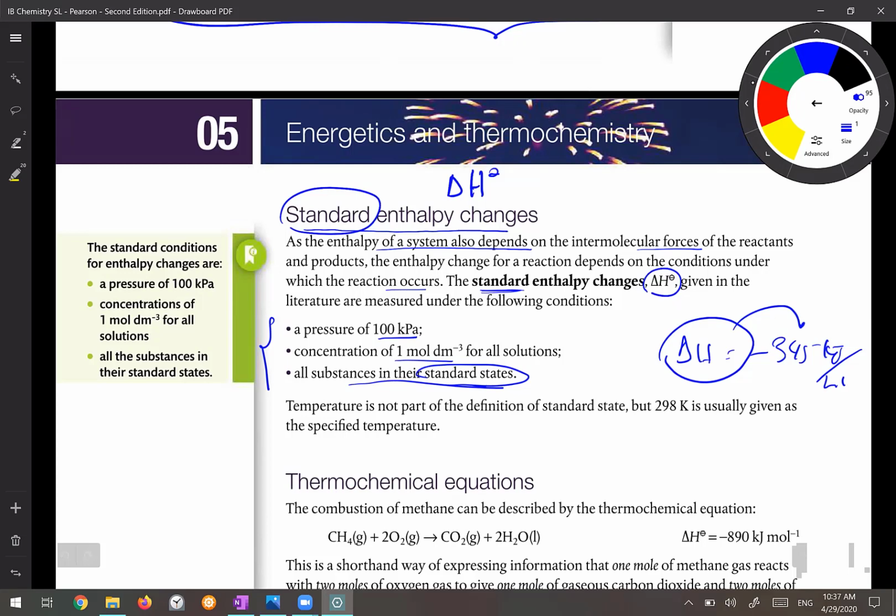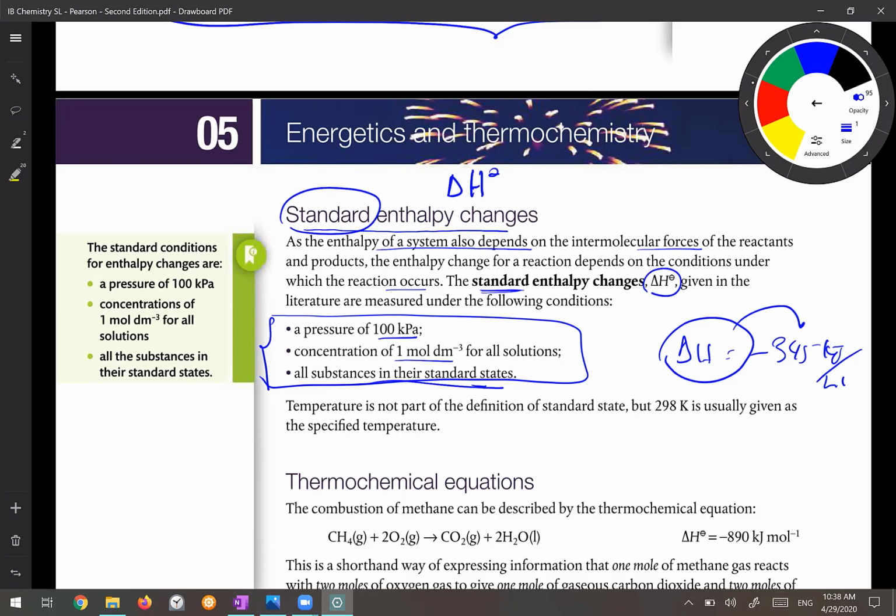So if you have, for example, nitrogen in the chemical reaction as a reactant or the product, it must be in the gas state. Okay, so all substances must be in their standard state. So what variable is missed here when we define the standard conditions? We have pressure, we have concentration, and temperature. Temperature, exactly. So the temperature is missed here.